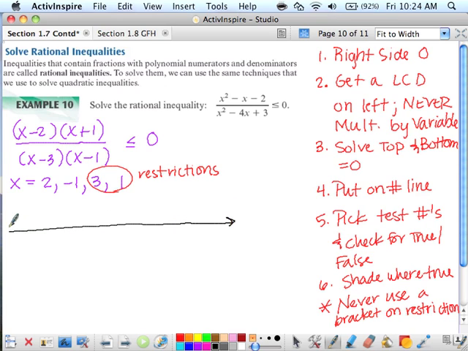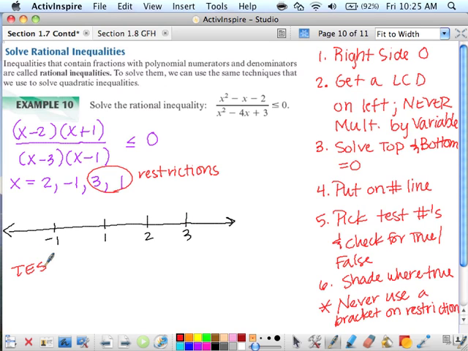So here's our number line. We need to make sure we get these in the right order. So we have negative 1, positive 1, positive 2, positive 3. And you can see that it divides my number line into 1, 2, 3, 4, 5 pieces. That means I need 5 test numbers to plug back in. So let's pick our test numbers.